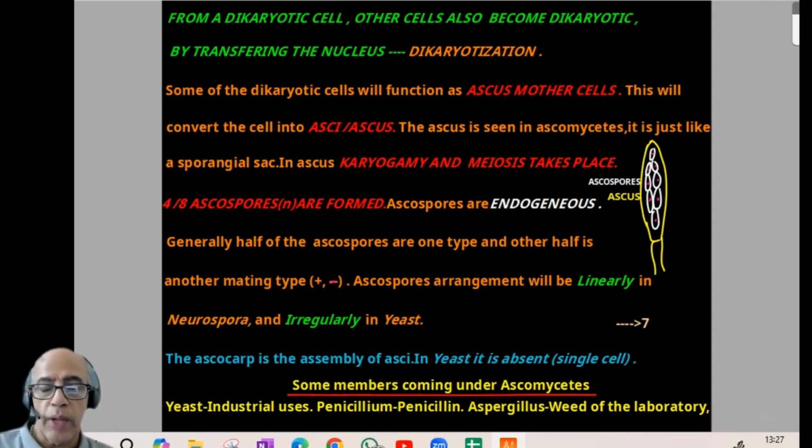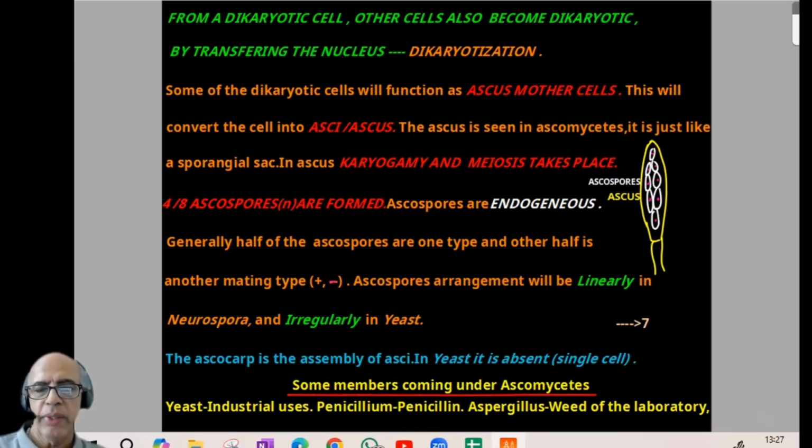Now, ascocarp is the assembly of asci. In yeast, it is absent, as it is a single cell. Now some members coming under Ascomycete. Again, this is the difficult part to remember. Gradually, it will be in your mind by continuous reading. It is important from the exam point of view also.